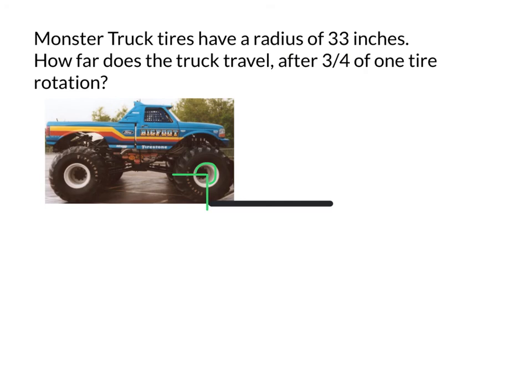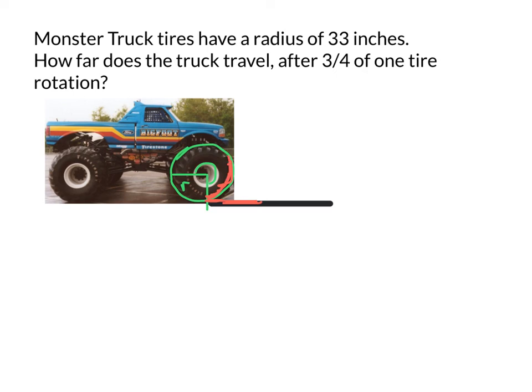They have tires with a radius of 33 inches, which means our radius is going to be 33 inches if we looked at this tire as a circle. We want to see how far the truck travels after 3/4 of one tire revolution, which means as this tire starts to rotate around, the edge of the tire would come in contact with this much of the ground. And as we continue, then we continue with more contact with the ground. The tire rotates, bringing the truck along with it.